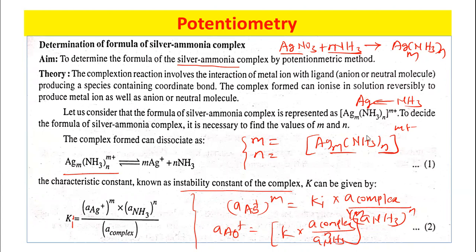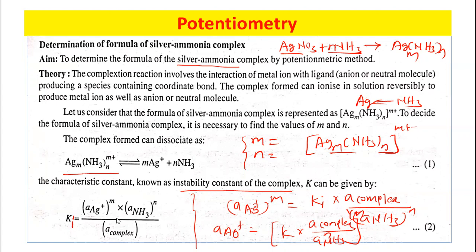Now the complex which is formed can be dissociated into m number of silver ions and n number of ammonia molecules. We can apply the law of mass action to this and find the equilibrium constant K, or instability constant K. It is equal to the activity of the silver ion raised to m, multiplied by the activity of the ammonia molecule raised to power n, divided by the activity of the complex.